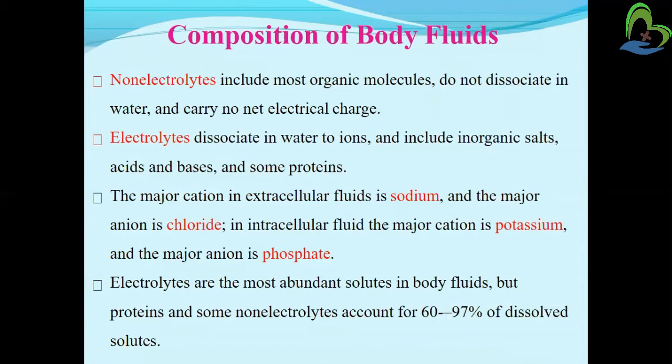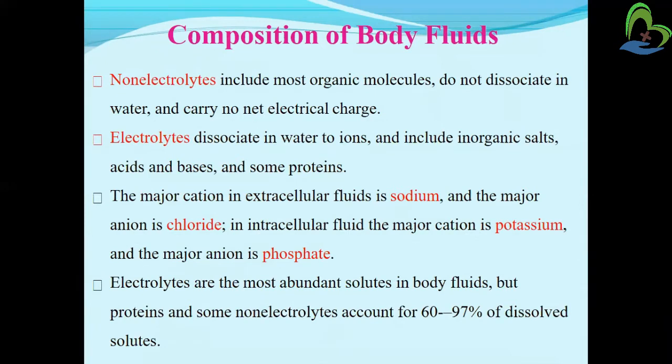The major cation in extracellular fluid is sodium and the major anion is chloride. So here is an example for body fluid. There are two main divisions: intracellular fluid, which is present inside the cell, and extracellular fluid, which is outside the cell. So what is the difference between them? The major cation in extracellular fluid is sodium and the major anion is chloride. Similarly in intracellular fluid, the major cation is potassium and the major anion is phosphate. Okay. So this is one example.